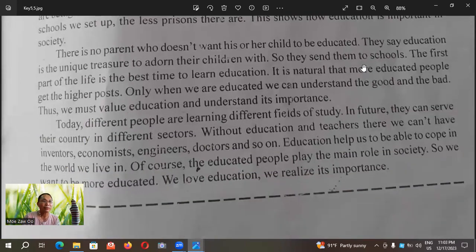The first part of life is the best time to learn. It's natural that more educated people get the higher posts. Only when we are educated can we understand the good and the bad.